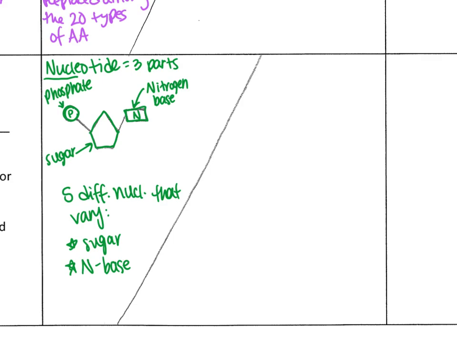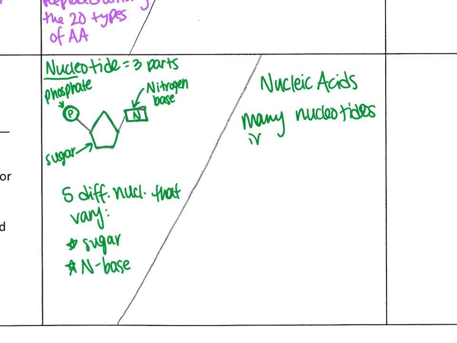The polymer, therefore, is our nucleic acids. This is essentially many nucleotides linked together in a long chain. Many nucleotides in a chain.